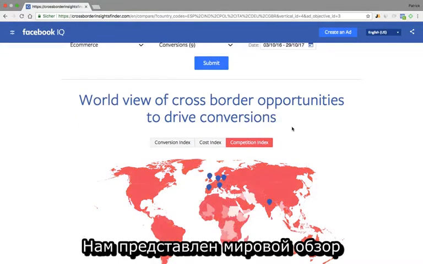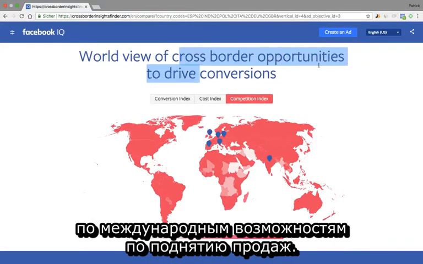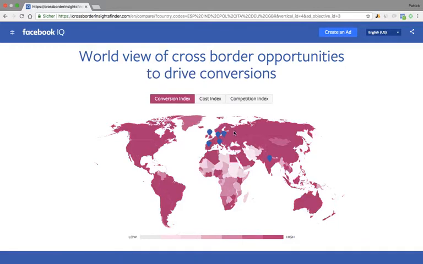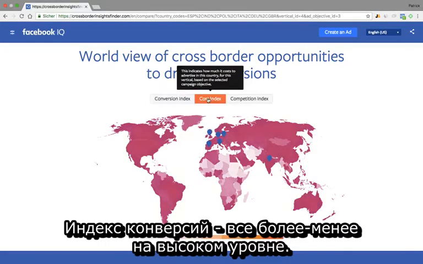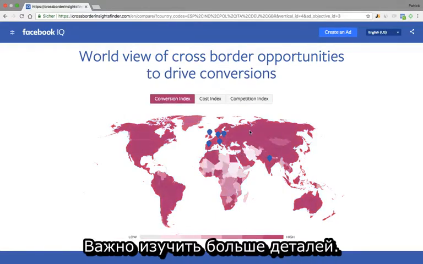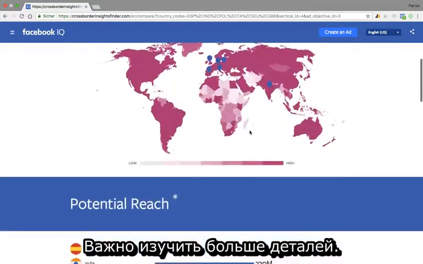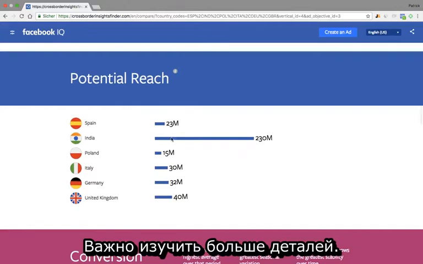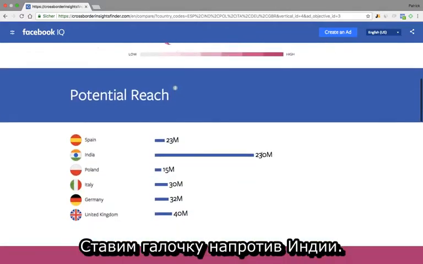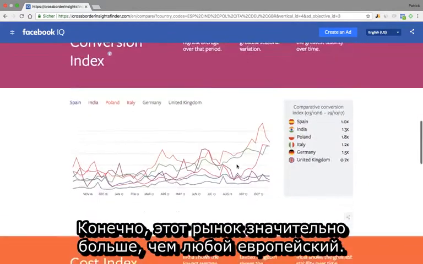So we already see here a world view of cross-border opportunities to drive conversions. We just see it in colors. We see, okay, conversion index, everyone here converts more or less high. It's expensive everywhere, and there's a lot of competition. So that's important, we should go into more detail. Potential reach, like we've taken India into consideration, is of course much bigger than everything in Europe.